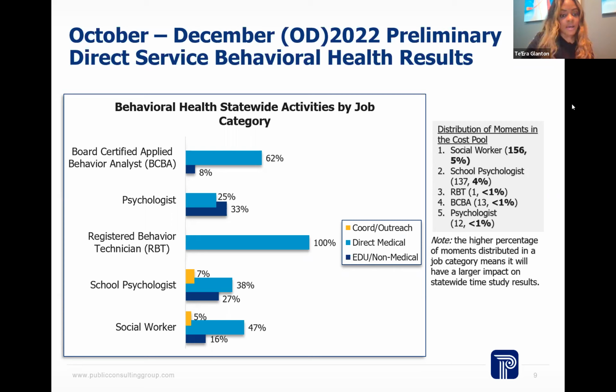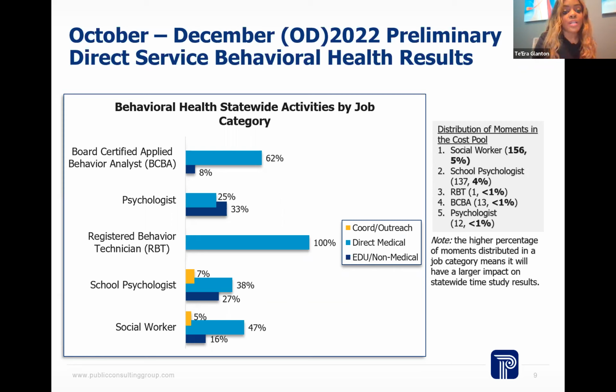So on this slide, we see the time study results for the behavioral health personnel by job category. And if you look in the box to the right, we did include the number of moments and the percentage of moments that were distributed between each job category. And as you can see, social workers and school psychologists received the majority number of moments. Therefore, they had a larger impact on the time study results. Then when you take a look at the bar graph, when you look at the light blue bar, you'll notice that for your school psychologists and social workers, they did spend the majority of their time performing direct medical services.